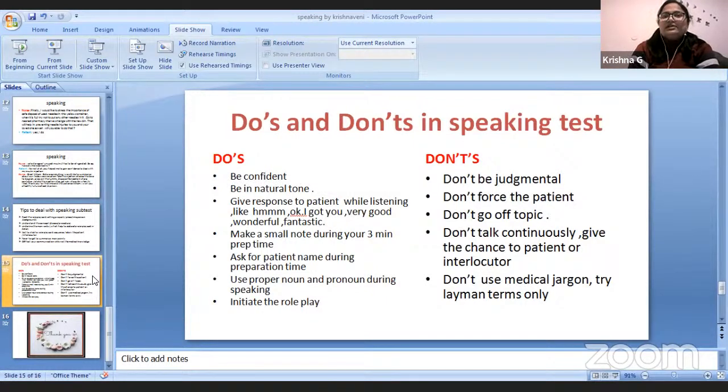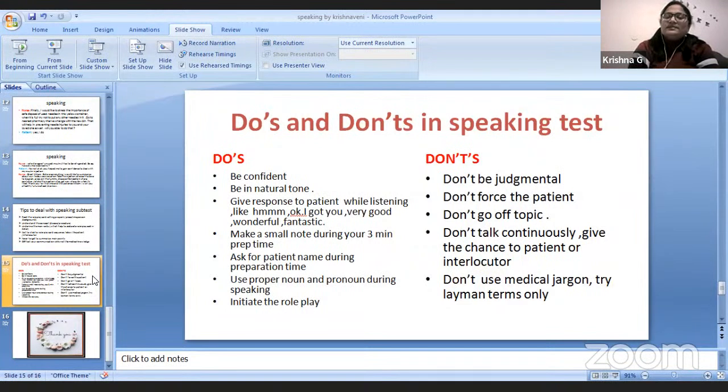Or else if she brought the baby girl and you're saying he should drink more water, instead of the baby girl it should come as she. While you're in tension, you may use he. So these are all very minor things, but most of the candidates will commit mistakes. And initiate the role play. Be the leader. When you initiate the role play, you can lead the entire role play with ease.